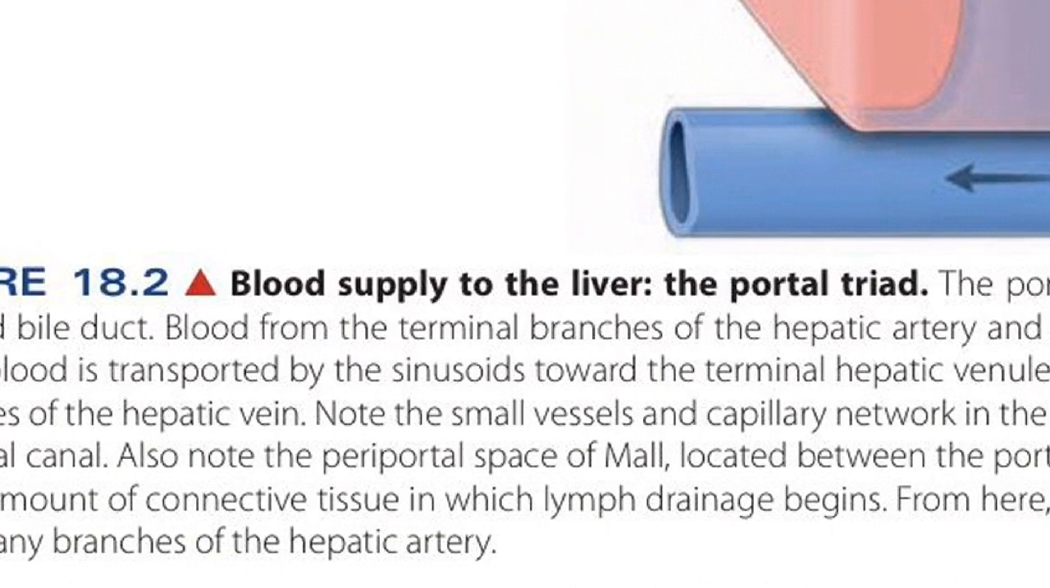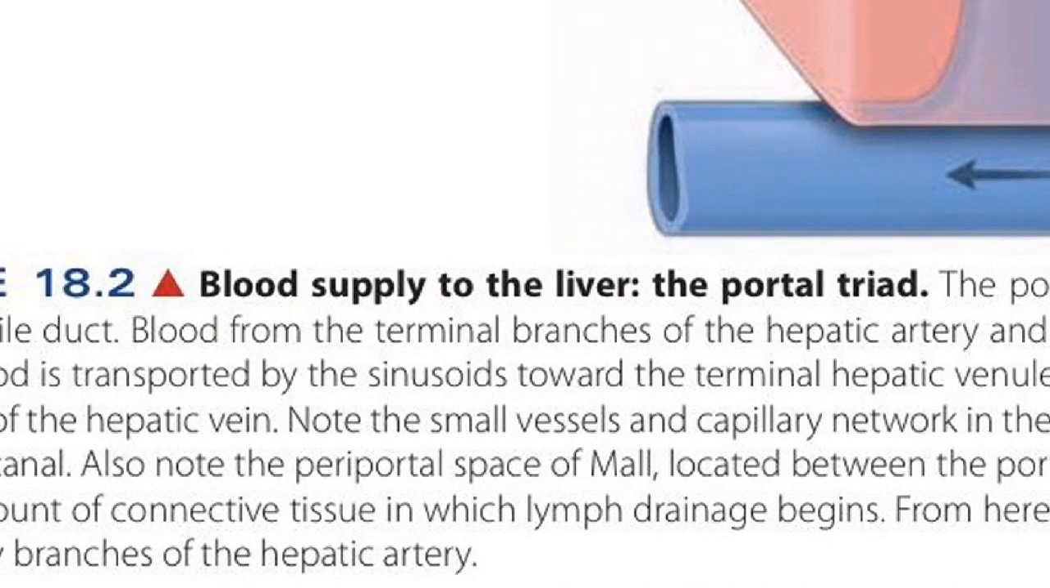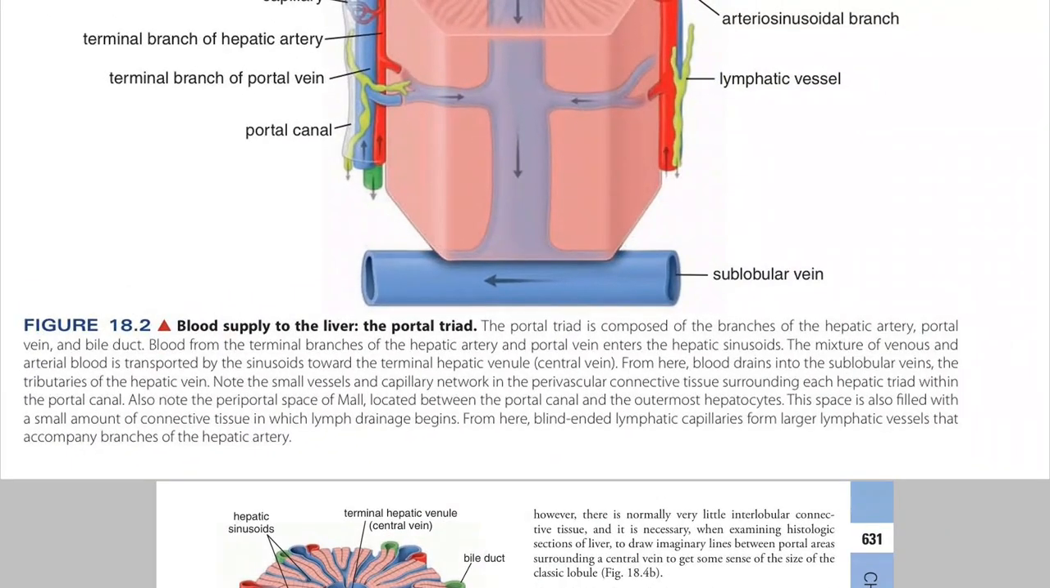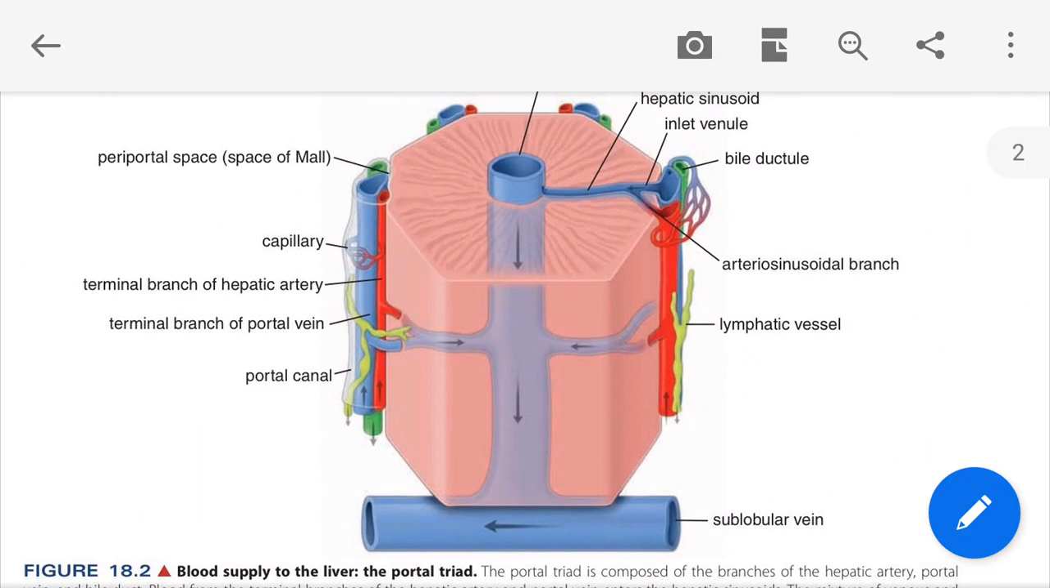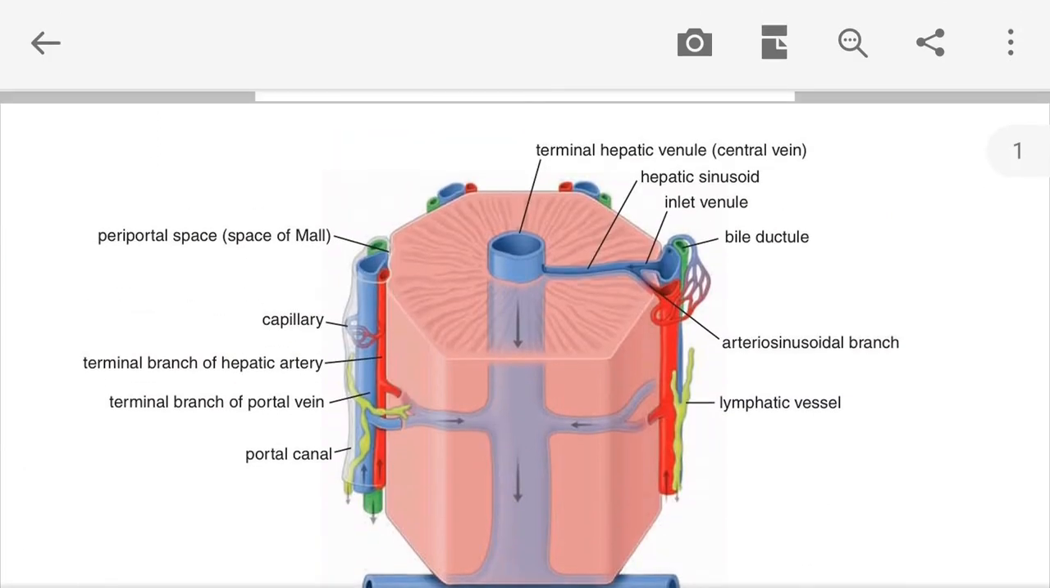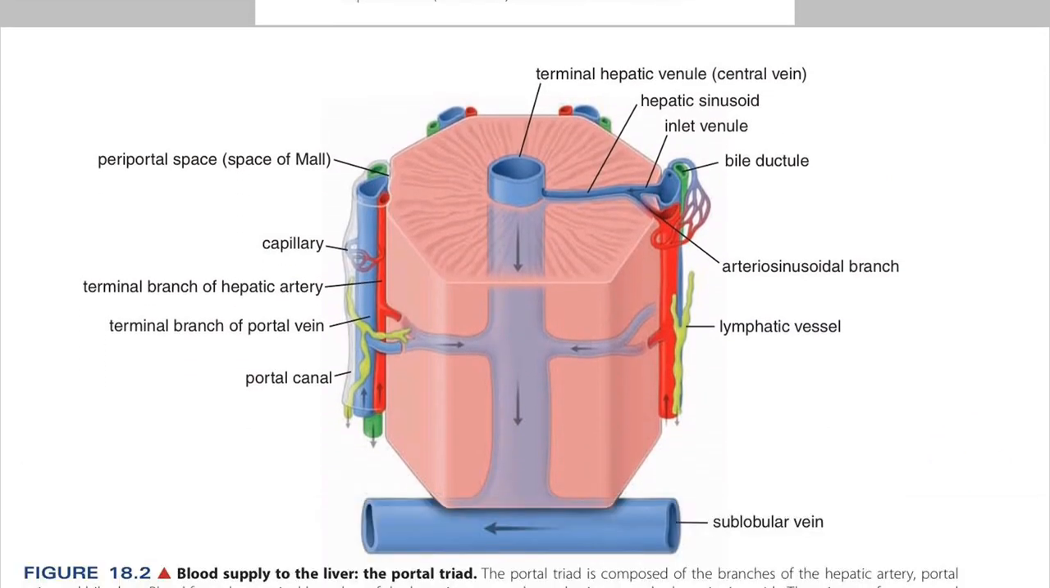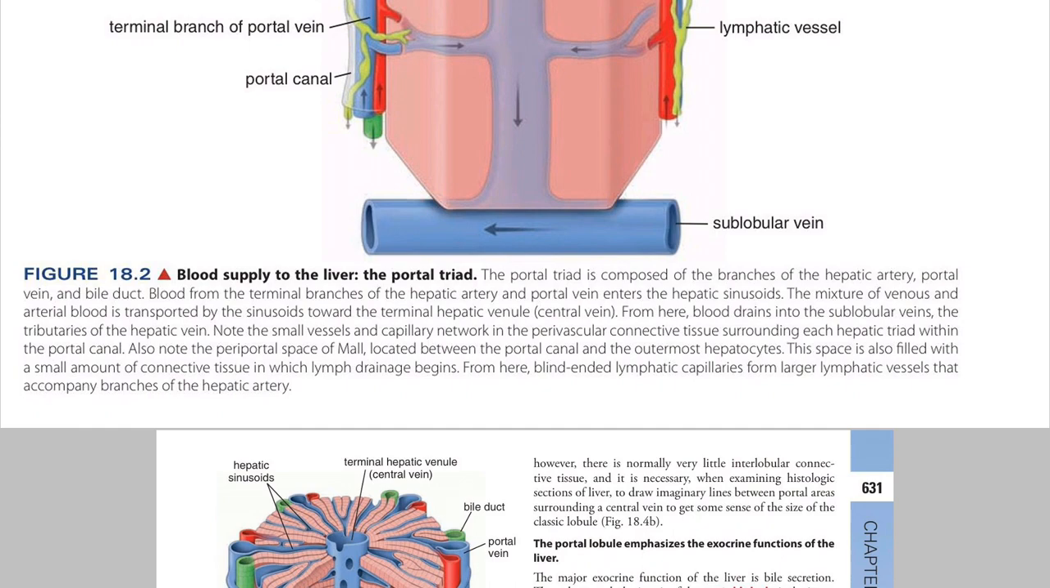Now this figure shows the blood supply to the liver, how the blood is supplied to the liver, and the portal triad. This is also a very good figure. Read all the names, see the position of the central vein, then the portal triad, hepatic sinusoid, lymphatic vessel, and this is the information of the figure.